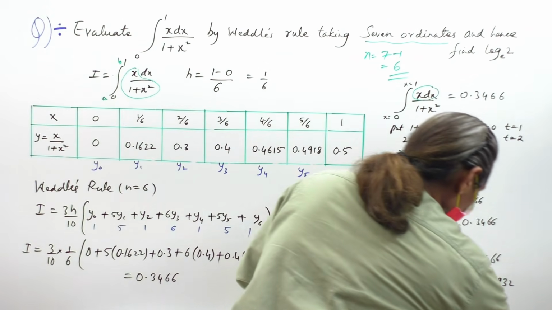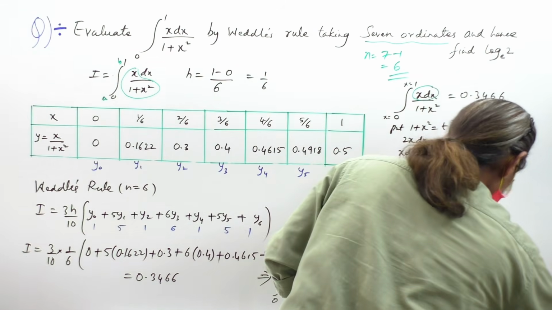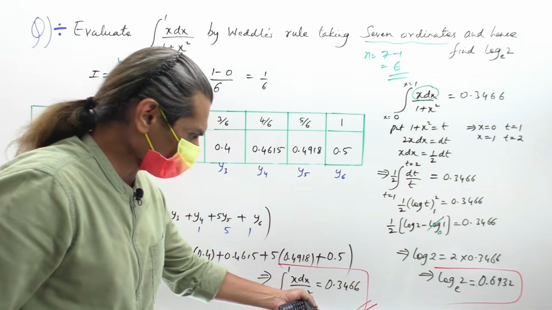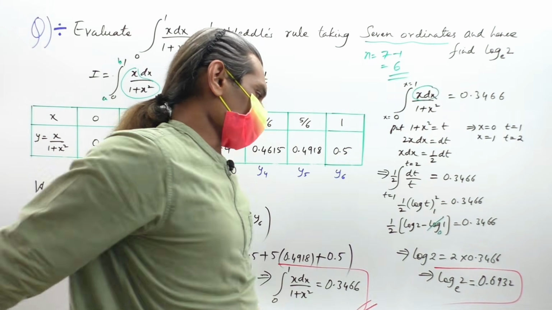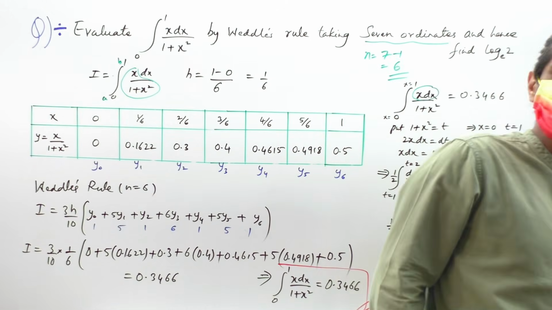Okay, so by Weddle's rule we evaluated the value of the integral 0 to 1 x dx over 1 plus x square as 0.3466, and from that we found the value of log 2 as given. So log 2 is 0.6932. That's the solution. Okay, so that's all.